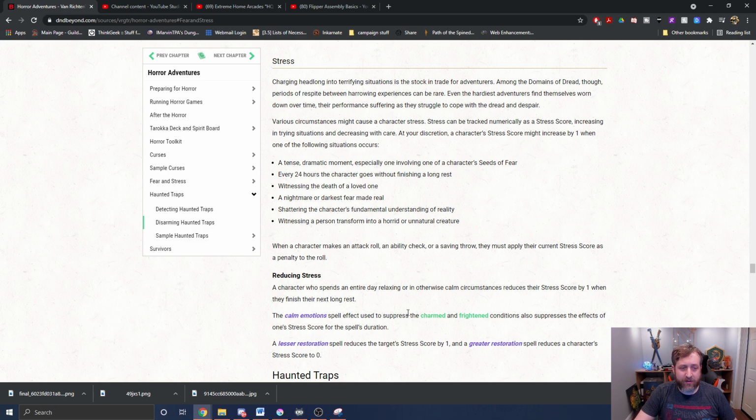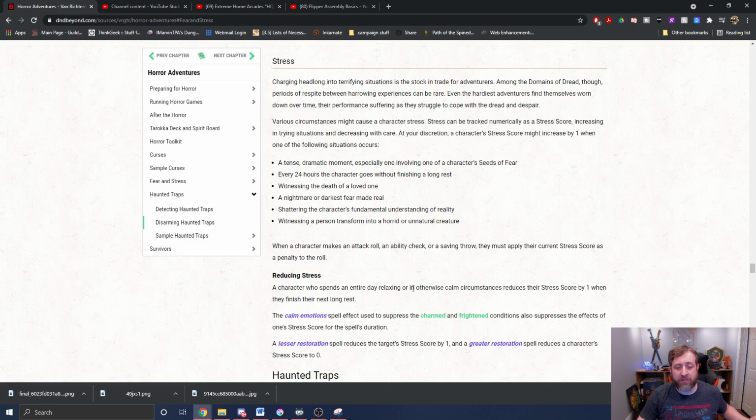Among the domains of dread, though, periods of respite between harrowing experiences can be rare. Also, I think anybody who has played Curse of Strahd or similar games can understand that as well. Trying to find a moment to gain rest is difficult. Even the hardiest adventurers find themselves worn down. Various circumstances might cause a character stress. Stress can be tracked numerically as a stress score, so a brand new mechanic, increasing in situations and decreasing with care. At your discretion, a character's stress score might increase by 1 when one of the following situations occurs.